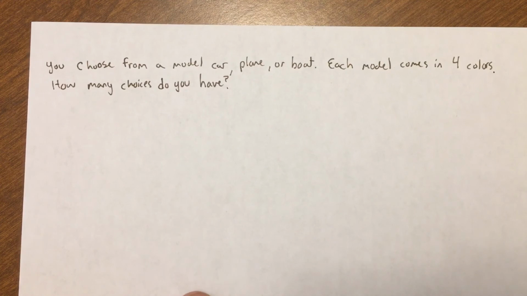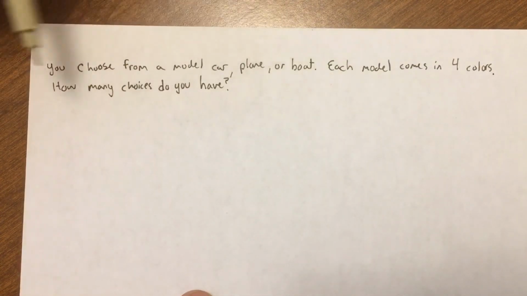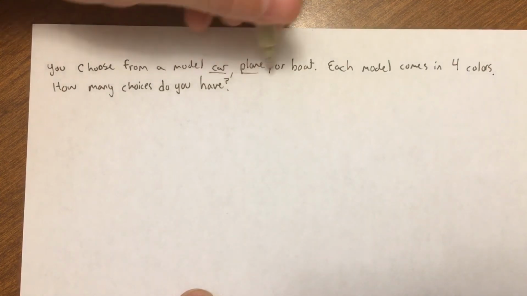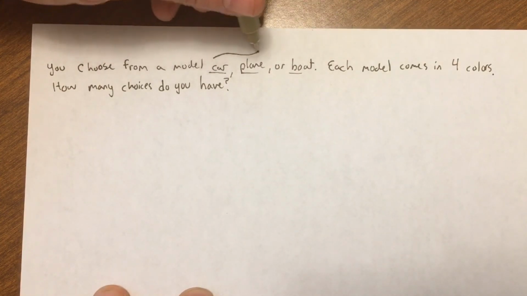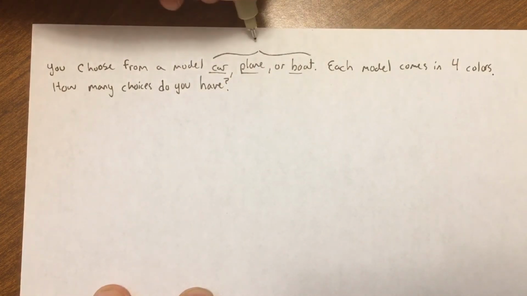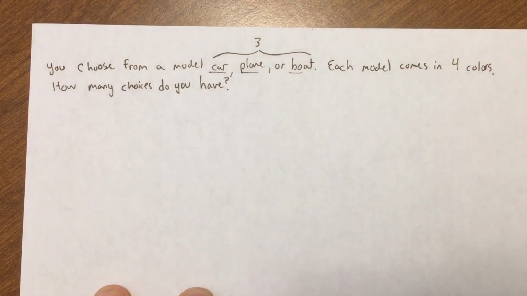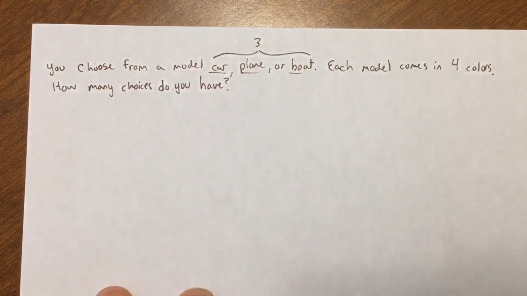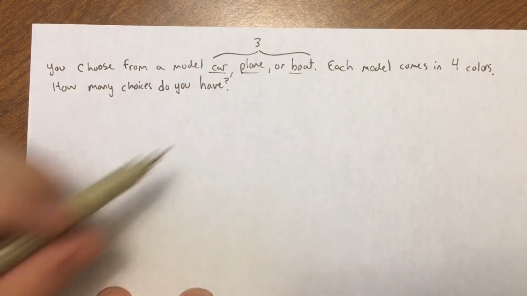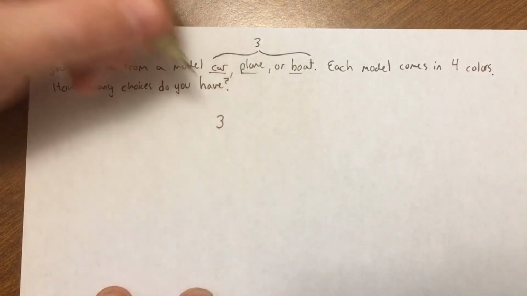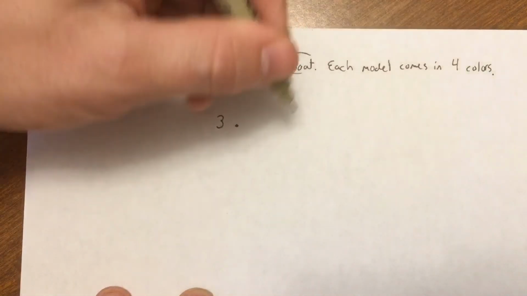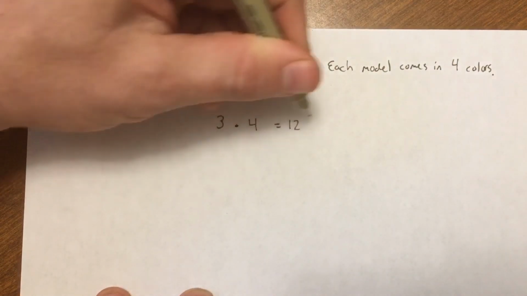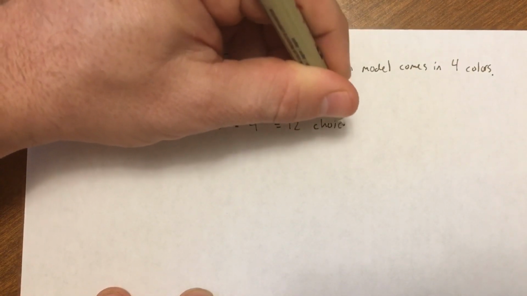Well, the first choice is dealing with the type of vehicle that we're working with. So we have a car, a plane, or a boat. So the first choice has a total of 3 options to pick from. And then each model comes in 4 colors. So how many choices do you have? Well, first choice, there's 3 options. Second choice has 4 options. So 3 times 4 gives you 12 choices altogether.